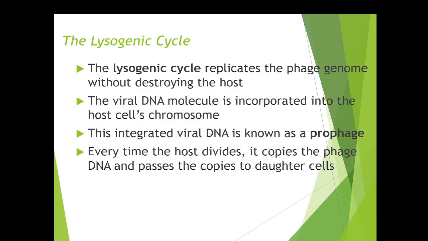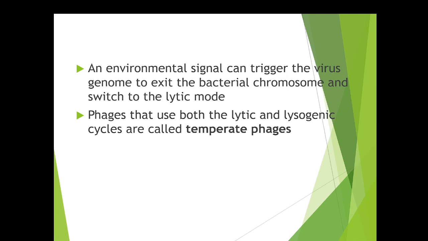The lysogenic cycle is a little bit different because in this particular one, the phage genome doesn't actually destroy the host. So the viral DNA molecule is incorporated into the host cell's chromosomes. This integrated viral DNA is sometimes what we call a prophage, and every time the host divides, it actually copies the virus itself. An environmental signal can actually trigger the virus genome to exit the bacterial chromosome and kind of kick into a lytic mode.